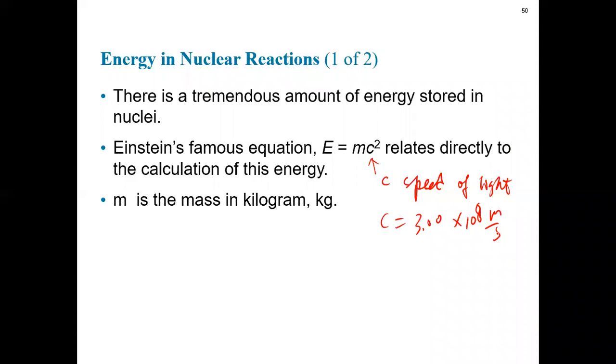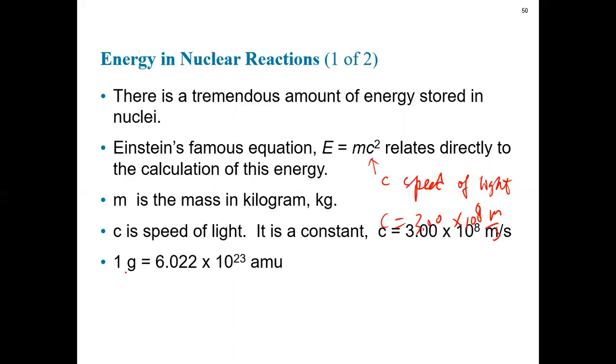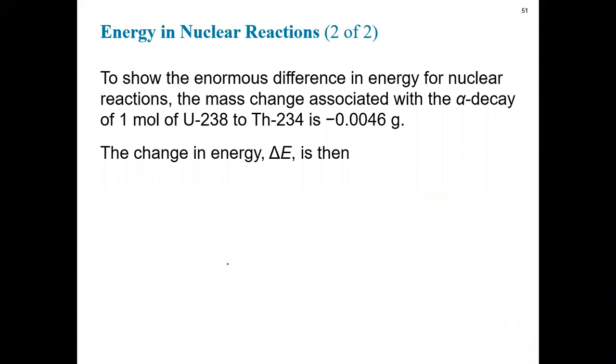The mass should be in kilograms, with the speed of light, and we know the conversion between gram and amu. You know this number, Avogadro's number, right? So for example, in every 1 mole of uranium-238 decaying to thorium-234, there is a loss of this much mass. Then you can calculate how much energy is lost, in joules or kilojoules, using this equation. To use it, the mass or delta mass should be in kilograms.